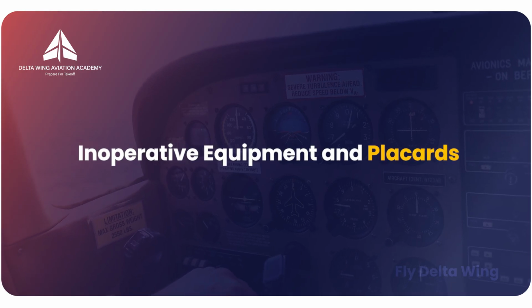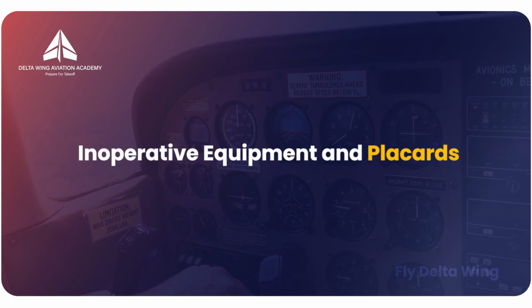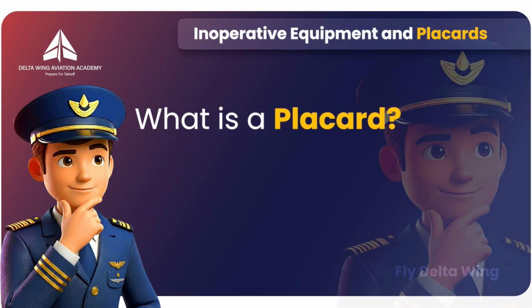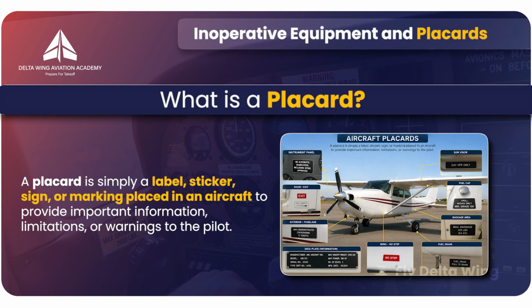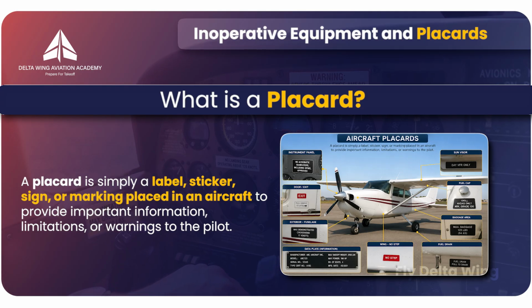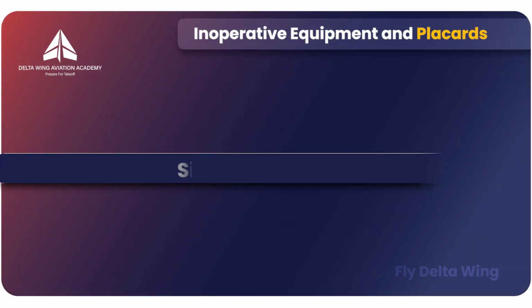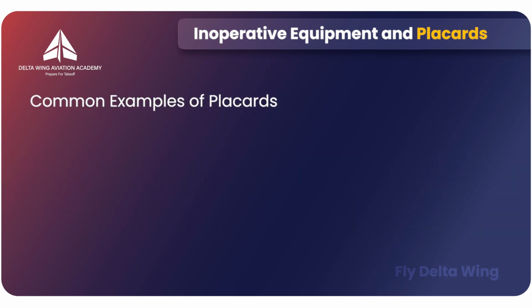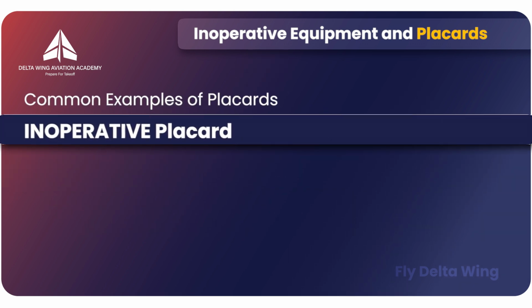Now let's discuss placards. Before we talk about inoperative equipment, let's first understand what a placard is. A placard is simply a label, sticker, sign, or marking placed in an aircraft to provide important information, limitations, or warnings to the pilot. Simple definition: a placard is a notice or label that tells the pilot something important about the aircraft or its equipment.